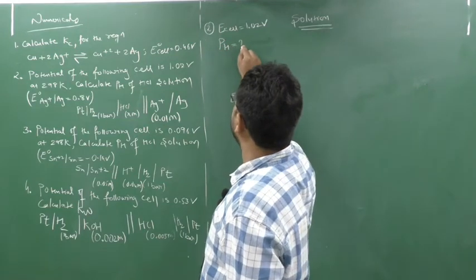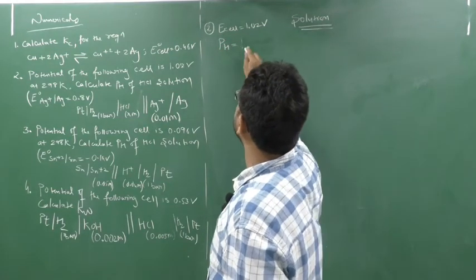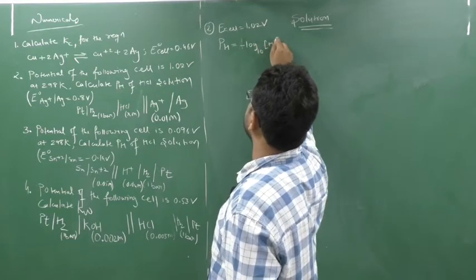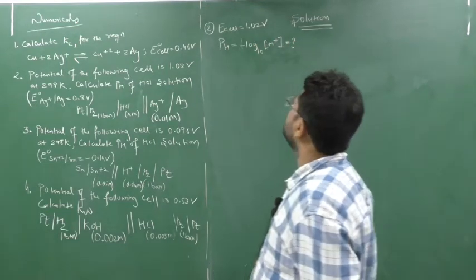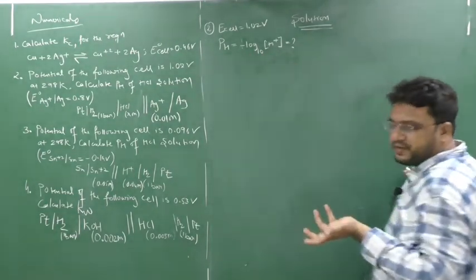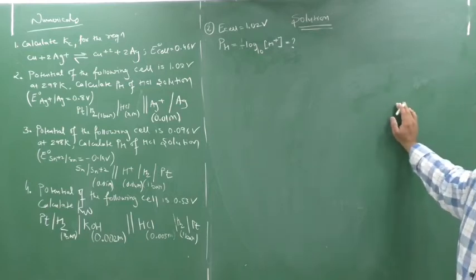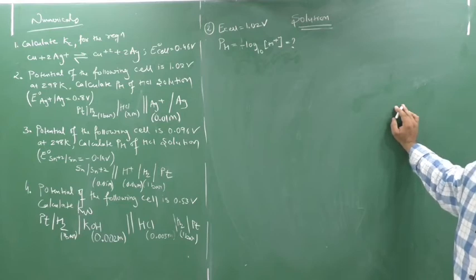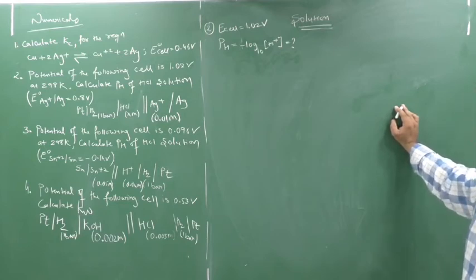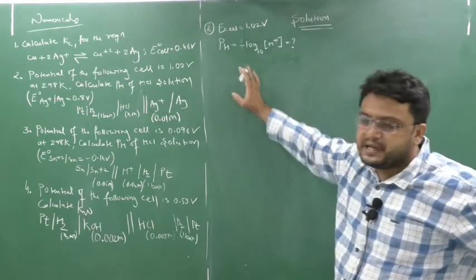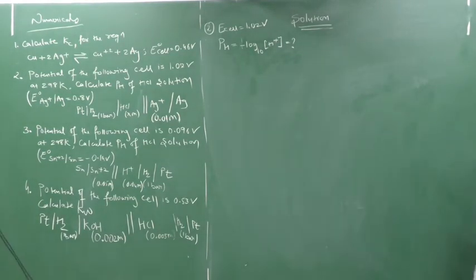So they ask you to find out pH, and you know the pH formula: minus log to the base 10 concentration of H plus. That is only the pH, no? What is the definition of pH, according to standard 10? Negative log to the base 10 concentration of H plus ion. That is only the pH. So in short, you have to find out negative log to the base 10 concentration of H plus.